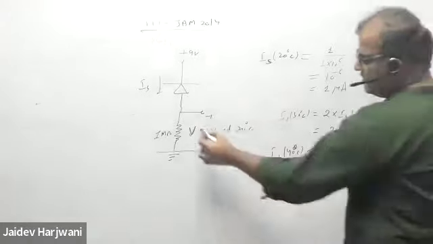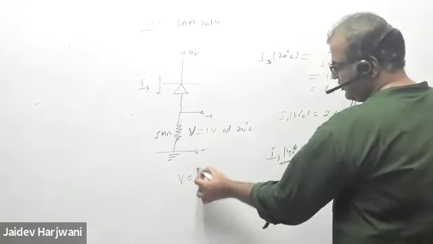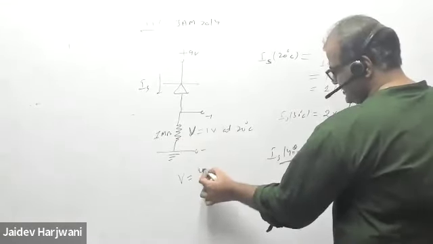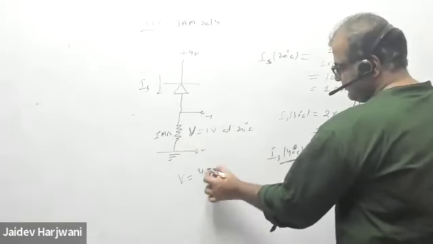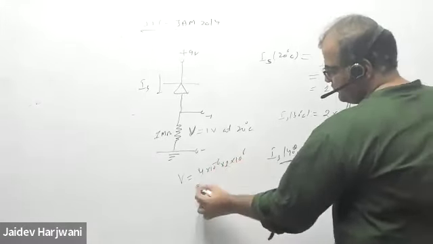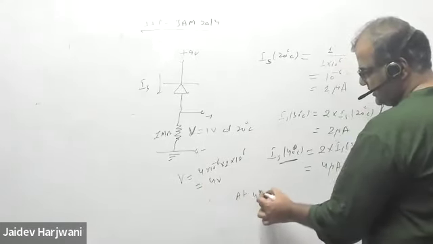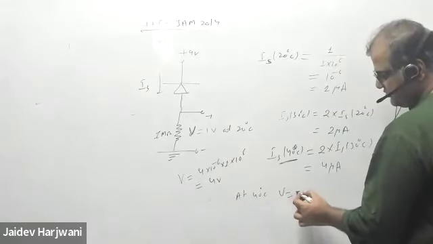So now 4 microampere current is flowing at this temperature. Okay, so the voltage here will be 4 volt. So the voltage will be 1 mega ohm times IS. So IS is 4 microampere and the resistance is 1 mega ohm. So the voltage becomes 4 volt. Okay, so at 40 degrees centigrade, the voltage is 4 volt.